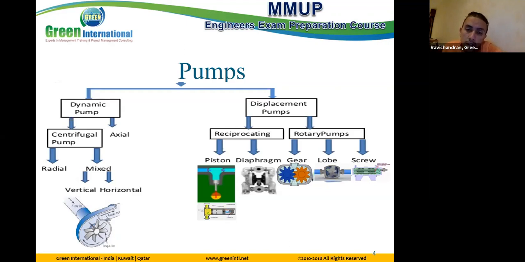Displacement pumps are classified in two parts, reciprocating and rotary. Reciprocating pumps use a piston, or a diaphragm also. For pistons, we have one piston or two pistons. Normally two pistons are used to solve the problem of fluctuation, because when you use one piston, we have a fluctuating, pulsating flow. But a centrifugal pump, for example, has continuous flow. Rotary pumps include gear pumps, lobe, screw, and vane, all these types.